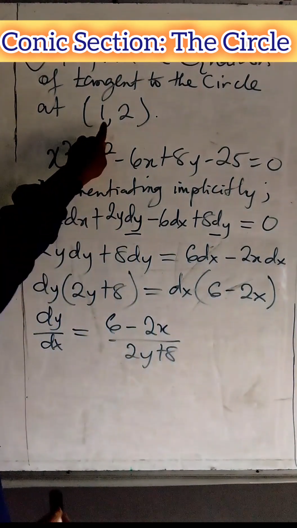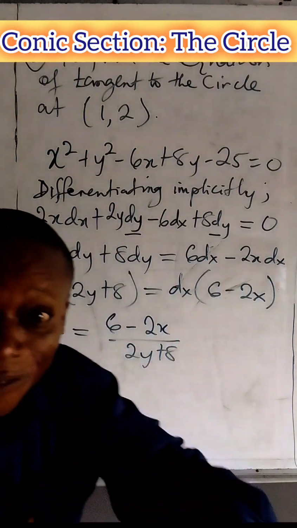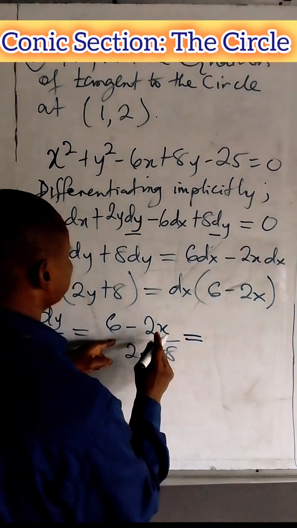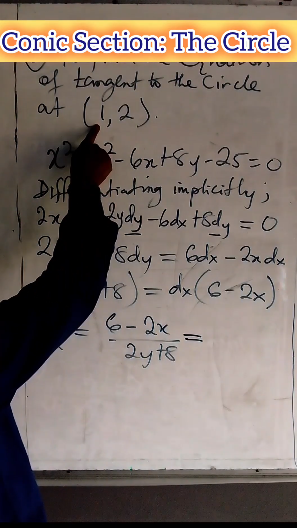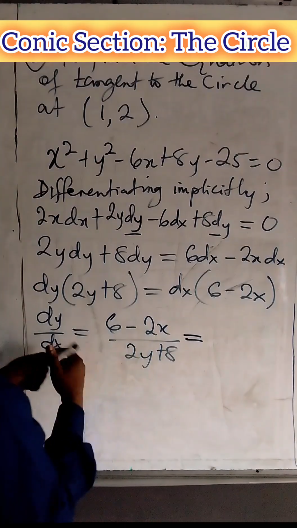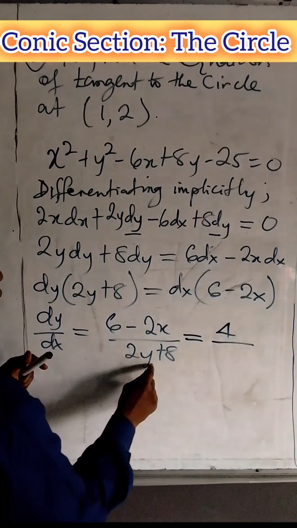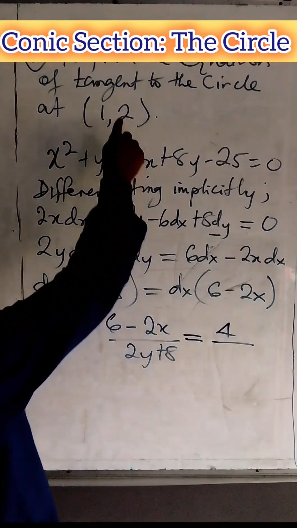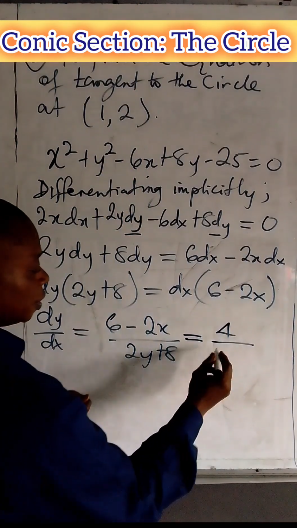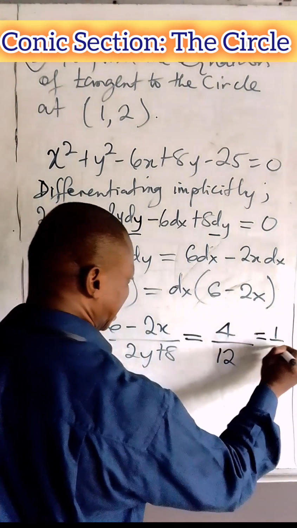Now, substituting these points for x and y respectively, we are going to have the differential value of the gradient. At x equals 1, we put 1 here. So definitely we have 6 minus 2, that gives us 4, over 2y plus 8. 2 times 2, 4. 4 plus 8, we have 12. Then reducing that, that is 1/3.